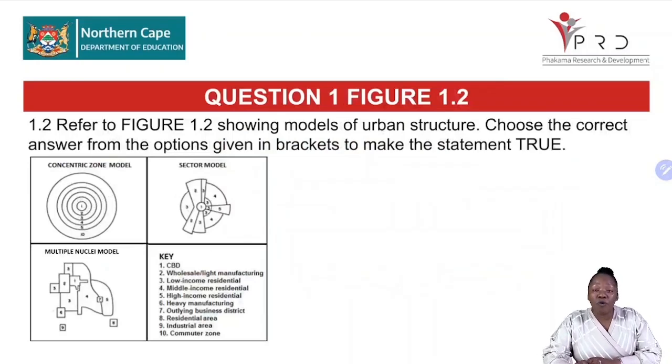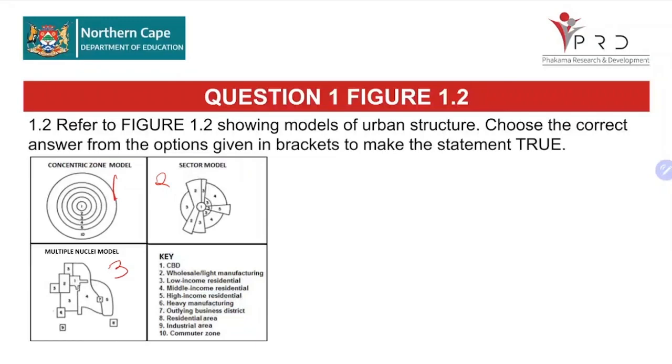Number 1, you have your concentric zone, as you can see. And then your number 2, you have your sector model. And then lastly, we have our multiple nuclei. And then again, you are given a key. In that key, number 1, it's a CBD, whether it's a concentric or a sector or a multiple nuclei. Then your number 2, it's a wholesale or light manufacturing. Then your number 3, it's the low income residential. And then your number 4, it's the middle income residential. And then your number 5, it's your high income residential. You just look at the position.